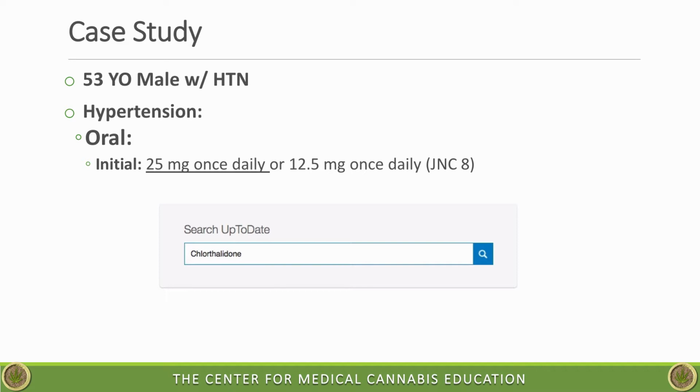You're not sure what drug to use and what dose. What would you do? You would either consult with a colleague or use a clinical resource like UpToDate. So if we were to use UpToDate, it would likely tell you to go with a thiazide diuretic, probably chlorthalidone, and it would give you guidance on initial dosing, 25 milligrams once daily. Wouldn't it be nice if we had resources like this when we were thinking about using cannabinoids?